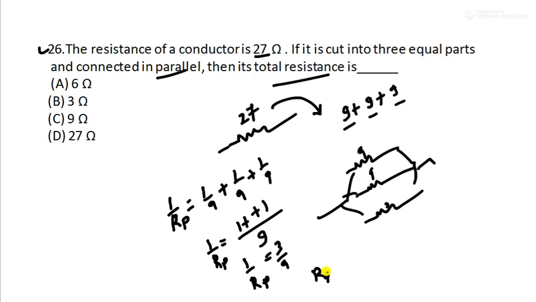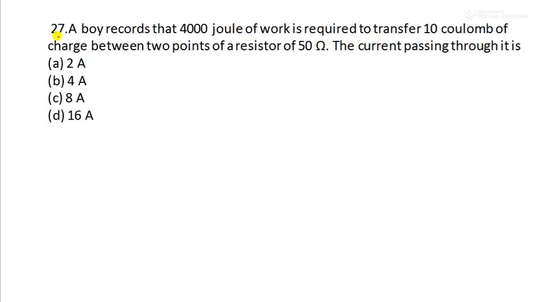Okay, so 1 by Rp. So what is Rp? This becomes reciprocal of 9 by 3, right? So here 3 threes are 9. Answer is how much? 3 ohm. Got it? Yes. Moving to the next question.